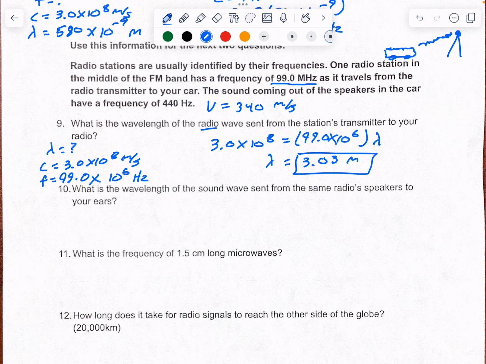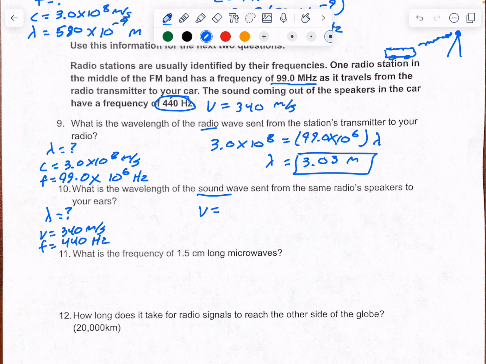Now, number 10, it says, what is the wavelength? So we're looking for wavelength again, but now we're talking about the sound wave. Okay, sound wave that's going to your ears. So the velocity of sound is 340 meters per second. Okay, and now remember the frequency to your ears is 440 hertz. Okay, so coming out of the speakers is 440 hertz, which is a lot easier to hear than 99.0 megahertz. Okay, so your frequency is just 440 hertz. So you don't need to add the times 10 to the 6th here, so be real careful with that. There's a difference between megahertz and hertz.